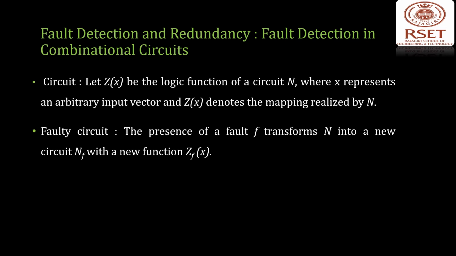So what does a faulty circuit mean? Some kind of error or fault has occurred in that particular circuit. Now the presence of a fault f transforms the circuit N into a new circuit Nf, which has a new function Zf(x). See, Z(x) is transformed into Zf(x). So f denotes a fault that has occurred, causing a deviation from the original value which was supposed to be given by the circuit. Hope this is clear.